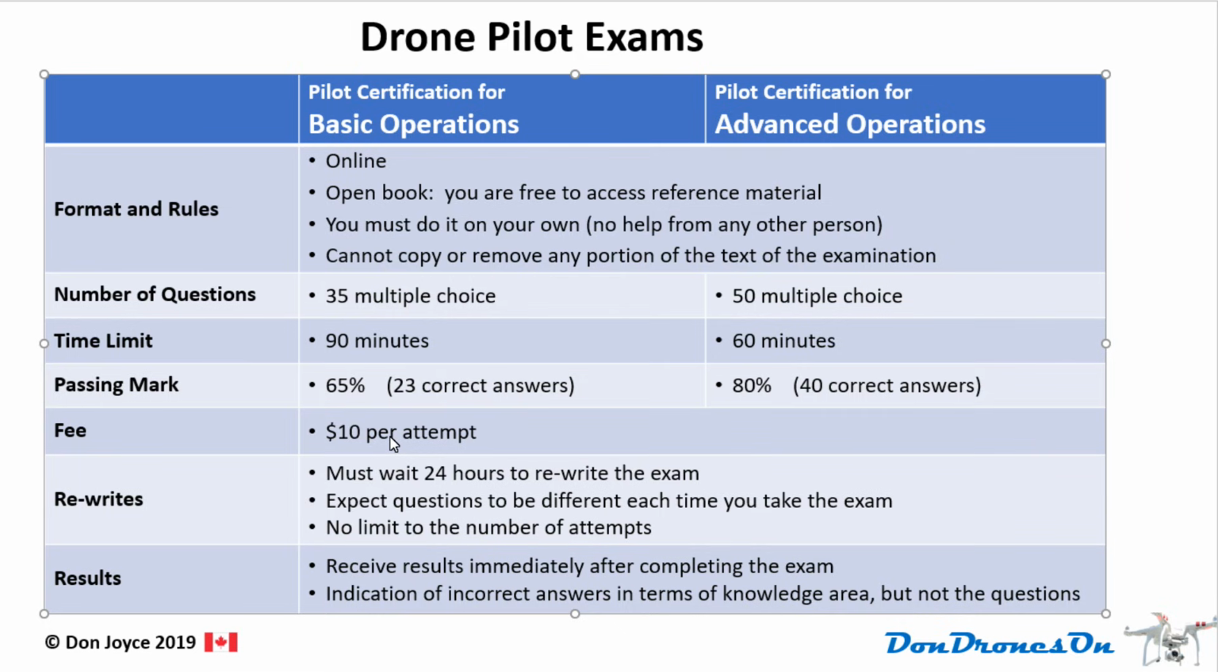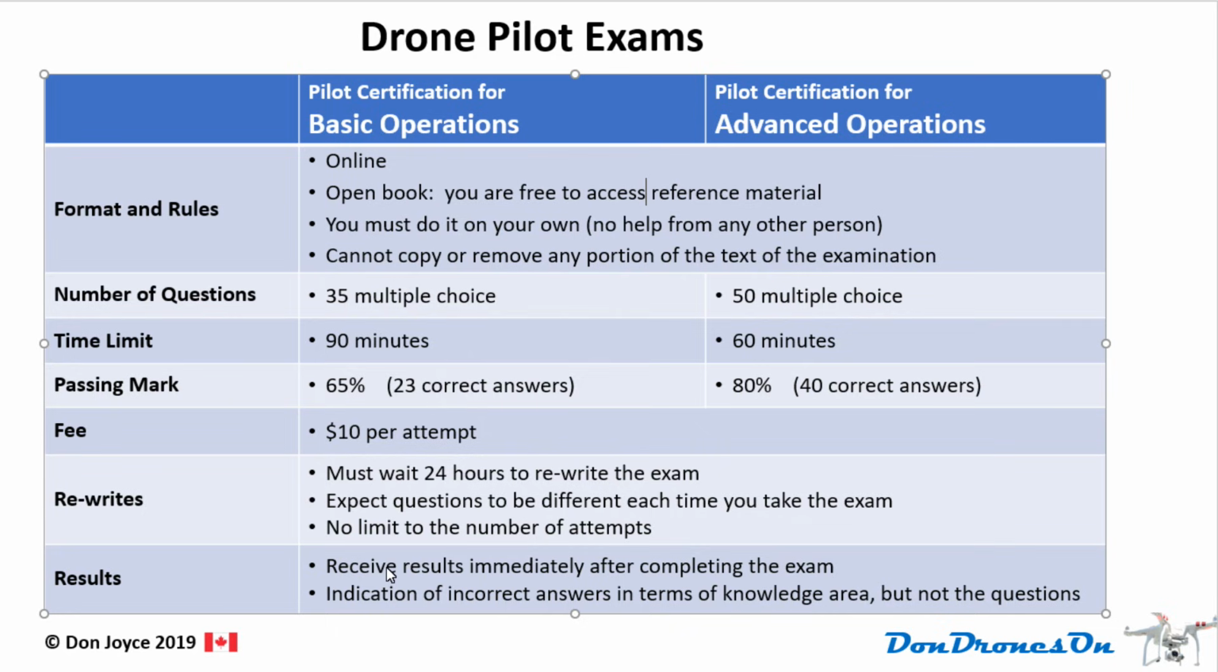It's $10 per attempt at the exam, and you can rewrite the exam as many times as you want until you pass it. You do have to wait 24 hours between each rewrite of the exam. Each time you take the exam, though, you should expect the questions and even the order of the choices within the questions to be different each time you take that exam. It's not going to be the same set of questions each time.